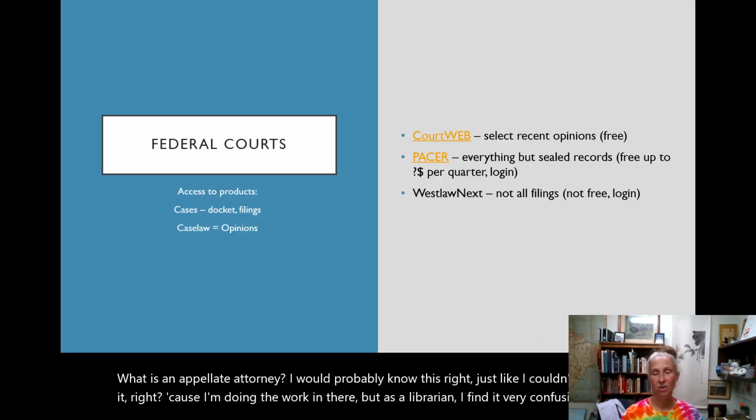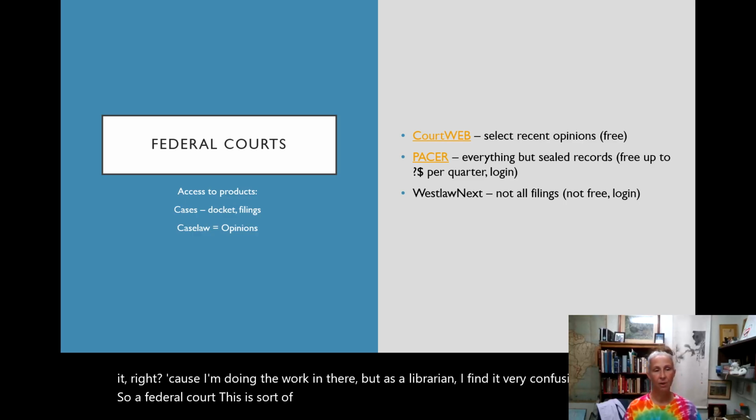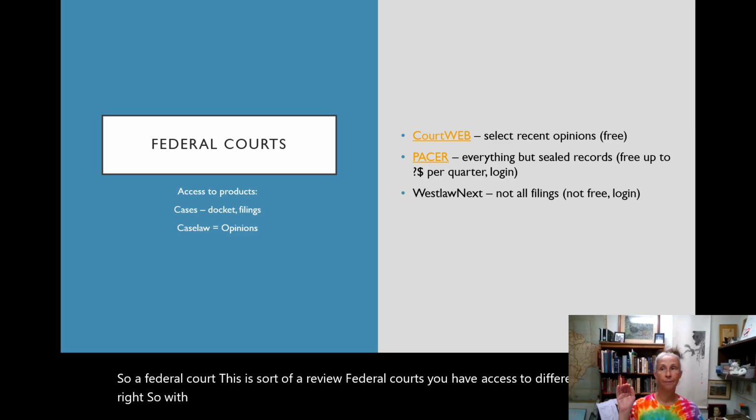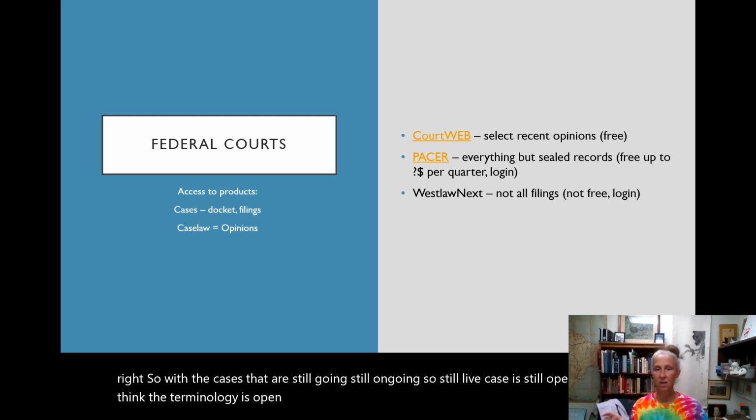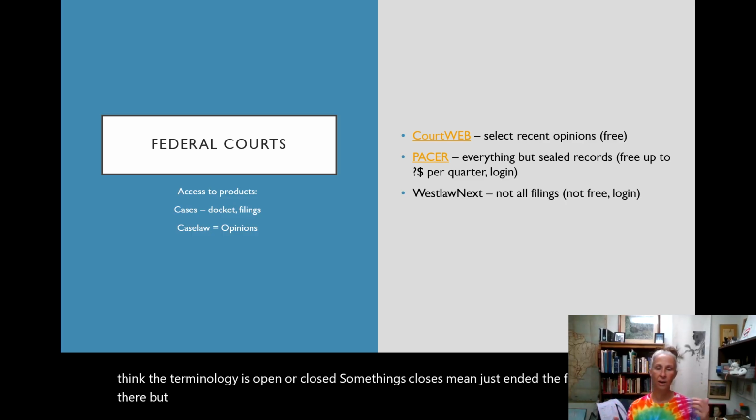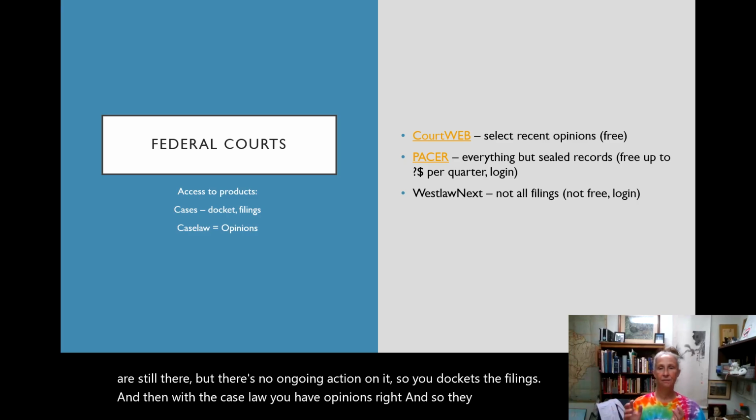So, federal courts, this is sort of a review. Federal courts, you have access to different products, right? So with the cases that are still ongoing, so still live cases, still open cases. I think the terminology is open or closed. Something's closed, it means it's ended. The files are still there, but there's no ongoing action on it. So you have the dockets, the filings, and then with the case law, you have opinions, right? And so they are in a different sort of database or a different publication.